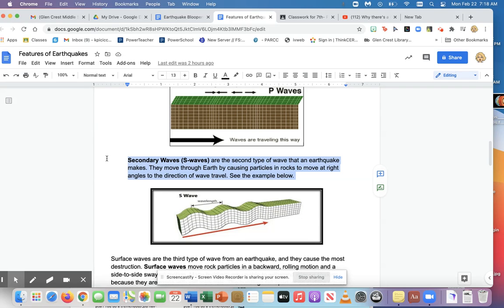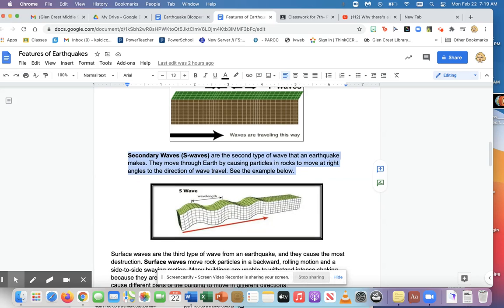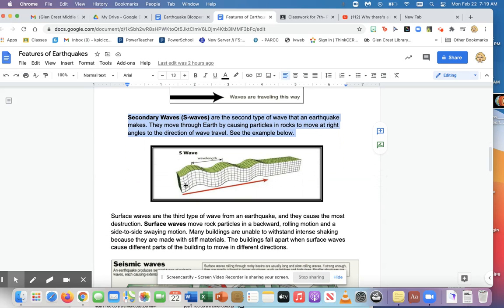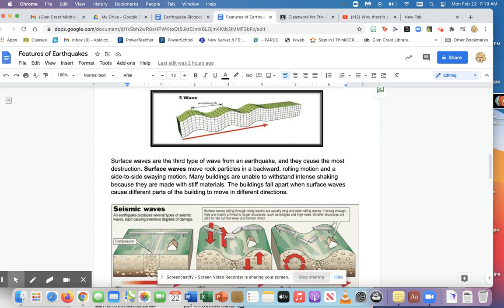Secondary waves, or what we call S waves, are the second type of wave that an earthquake makes. They move through Earth by causing particles and rocks to move at right angles. So they just go in the opposite direction of the wave travel. See the example below. So this one looks like a classic wave, right? Like if you took a rope and just went up and down, you can see the lines going back and forth. So that's the second kind of wave that an earthquake makes.